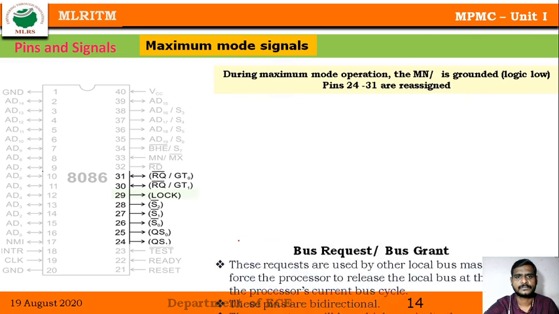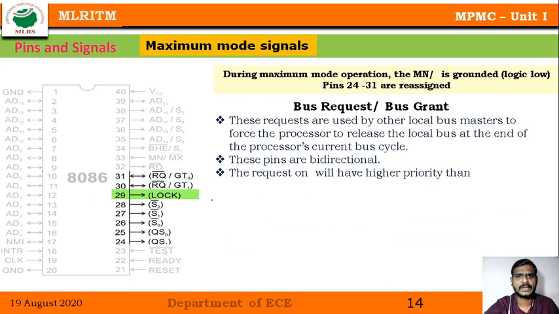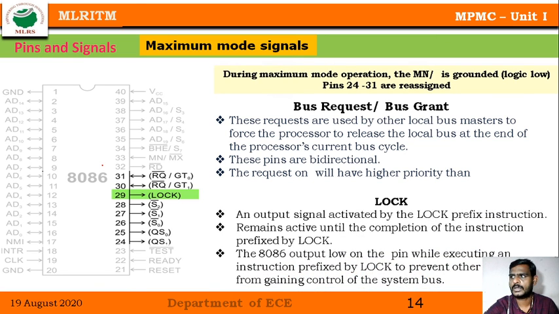Then the bus request and grant signals are used for the local bus whenever I'm handing over the buses to the co-processor. This bus grant signal will be provided. And lock is an output signal activated whenever the lock prefix is provided. The 8086 output is low on the pin while executing the instruction prefixed by lock, to prevent other bus masters from gaining control of the system bus.